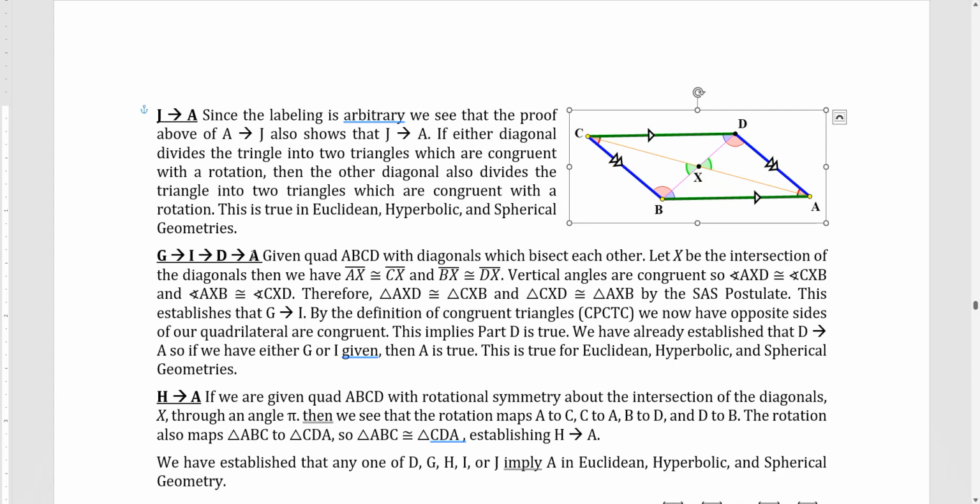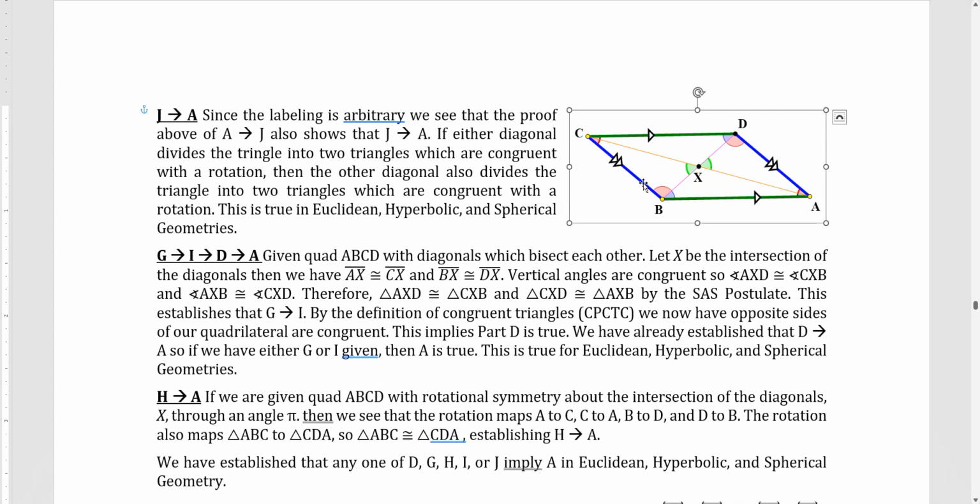What if we start with G? Given a quadrilateral ABCD with diagonals which bisect each other, how do you show that's a parallelogram? Well, let X be the point of intersection. We have AX is the same length as CX, and DX and BX are the same length. And the vertical angles are congruent, the green angles here. Well, that's enough to make these congruent by the side angle side postulate.